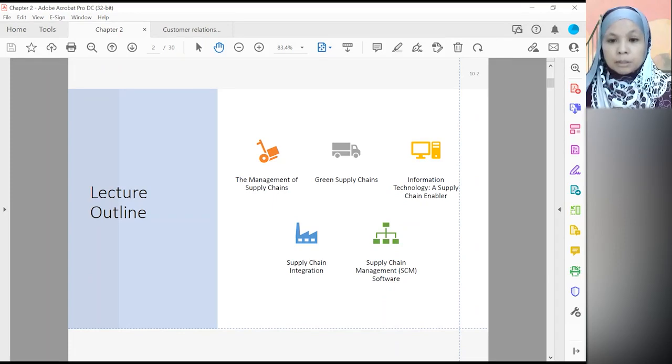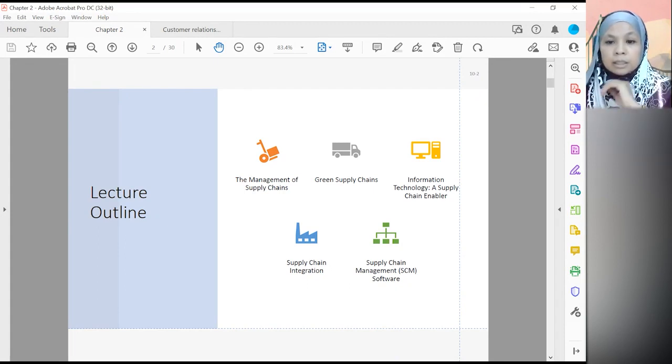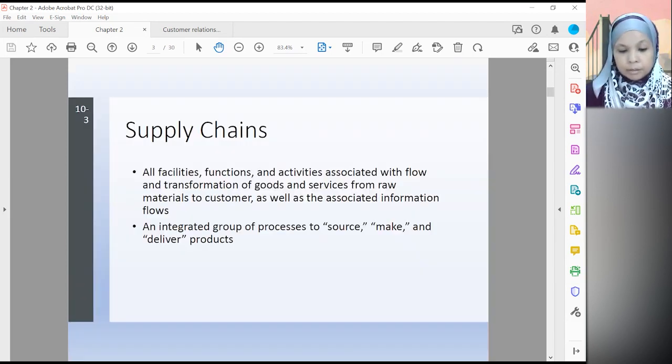Chapter 2 on supply chain management will cover five things. First, the management of supply chain. Second, green supply chain. Third, information technology, a supply chain enabler. Fourth, supply chain integration. And finally, supply chain management software. Right. So, what is supply chain?